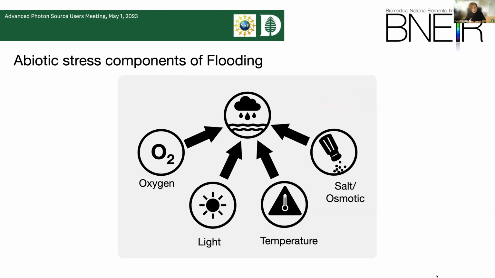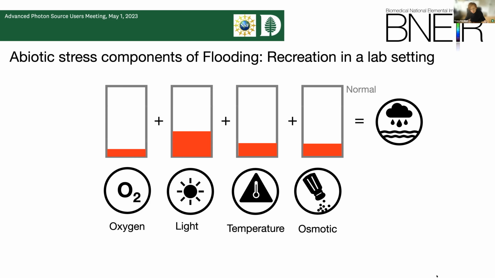So when we think about how we're going to reproduce it in the laboratory, we have to tease apart all the different components of flooding. We have low oxygen, we have low light, changes in light, we have dramatic changes in temperature, and then we have different changes in salt stress and osmosis. And all of these things are affected to different extents when we have flooding. So if you were thinking about flooding as a scenario, you have each of these components potentially at very different levels. So it becomes very difficult to recreate it in the lab.